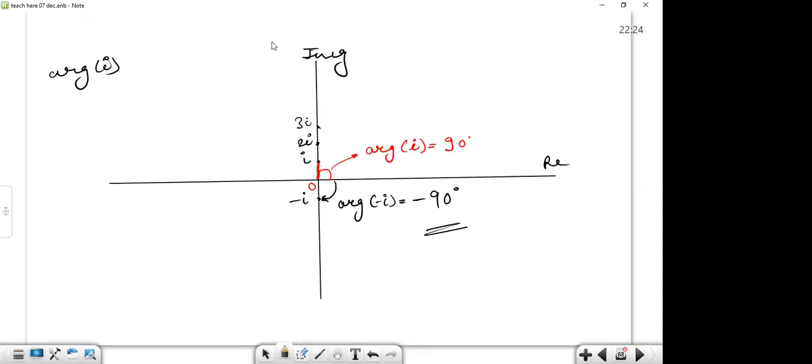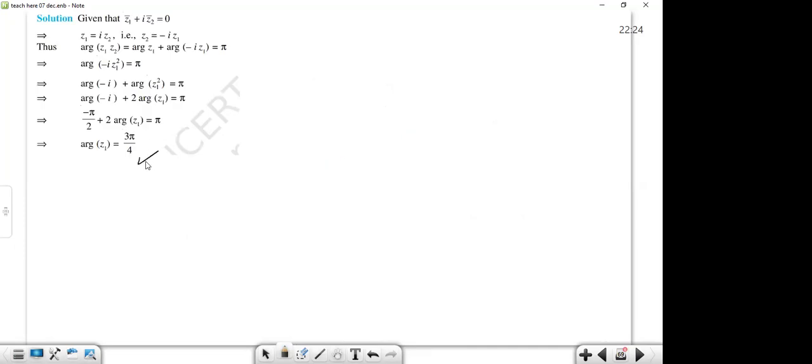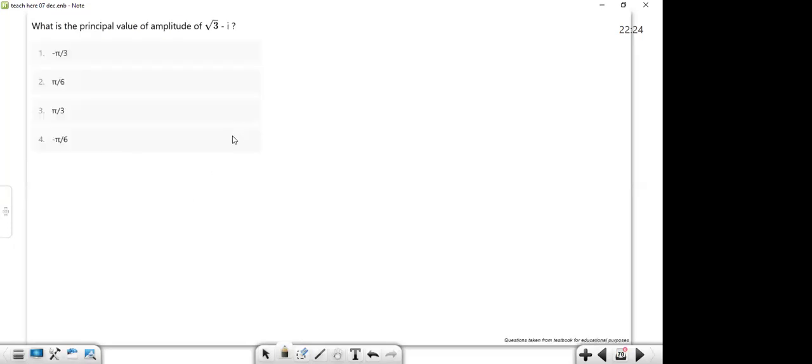See, what is the correct answer? Yes, it is the case. They have also done the same, but they have not explained why they have written it like this. Okay. So any doubts in the previous question?